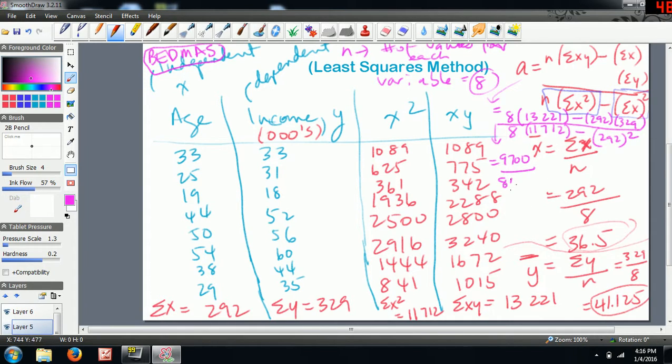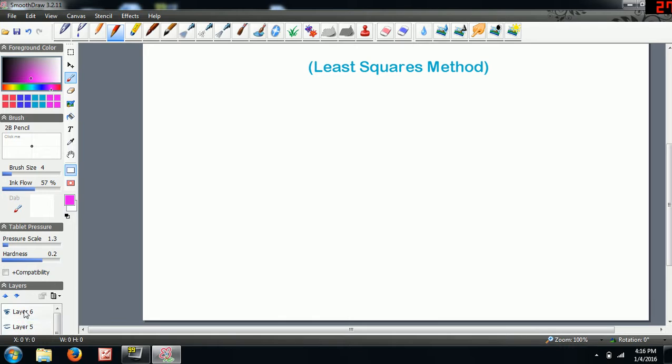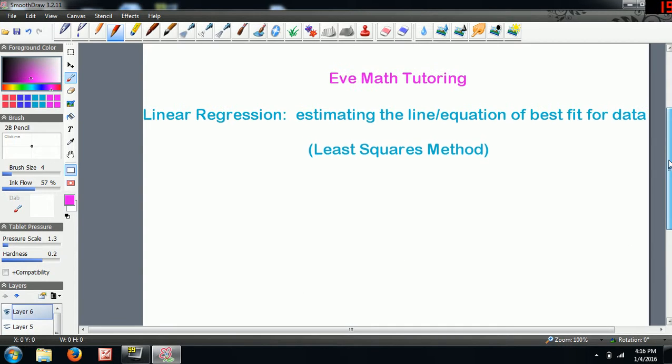So if you do that correctly, you're going to get 8,432. And then your final answer is 1.15. So you get your A value there. We got our average for X and our average for Y. And then we use all that information to plug it in. So A was equal to 1.15. Our x bar, our average of x, was 36.5, y bar was equal to 41.125, and then our b is equal to y bar minus a x bar.